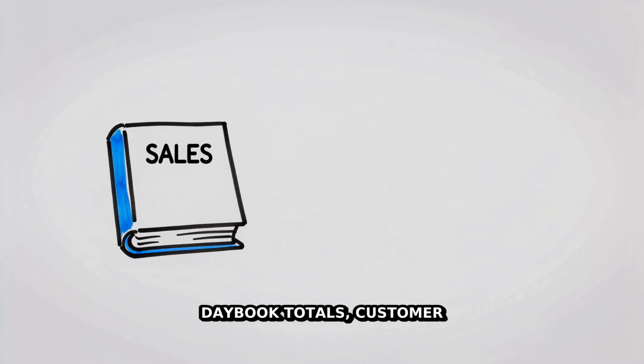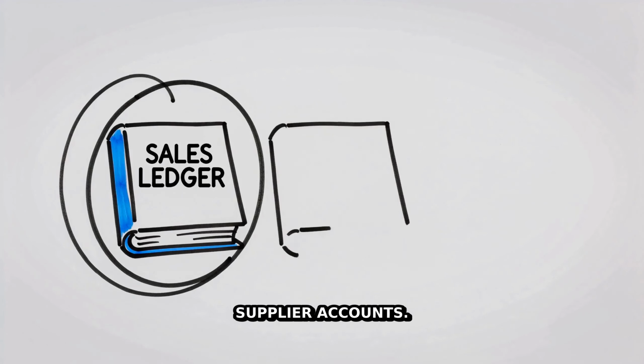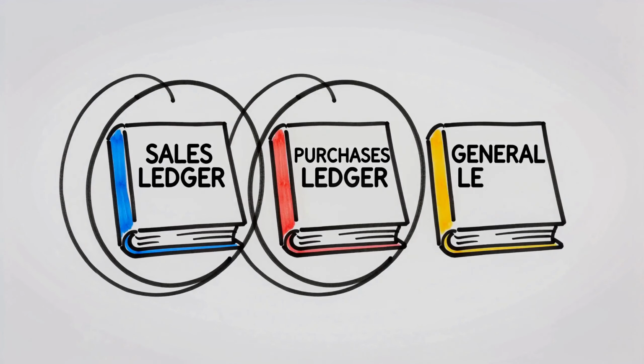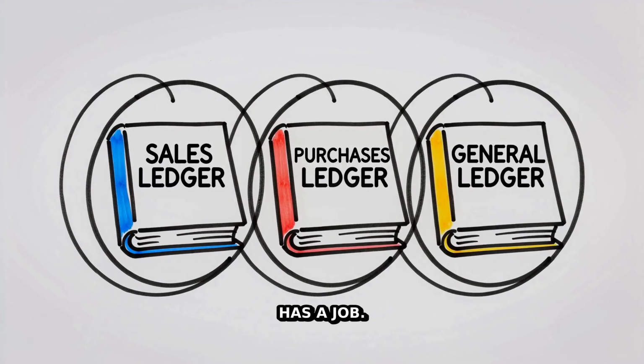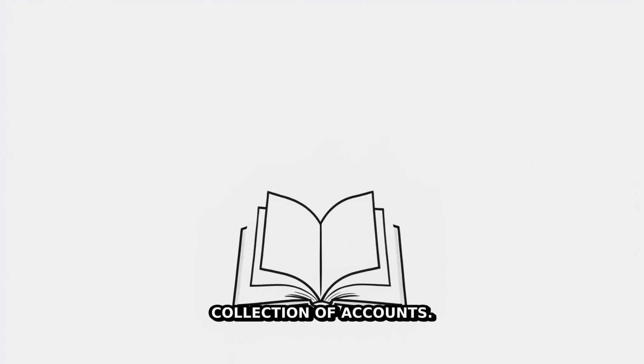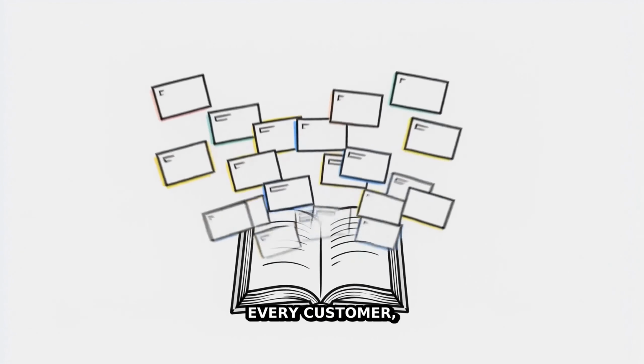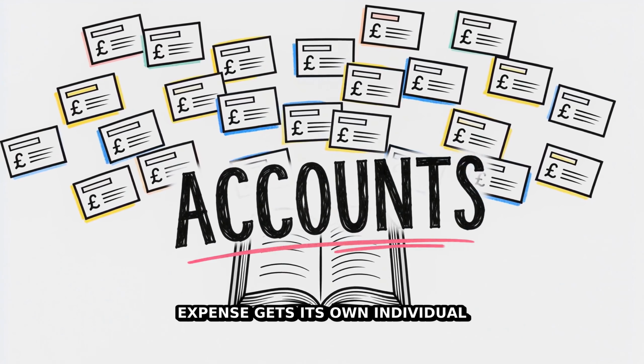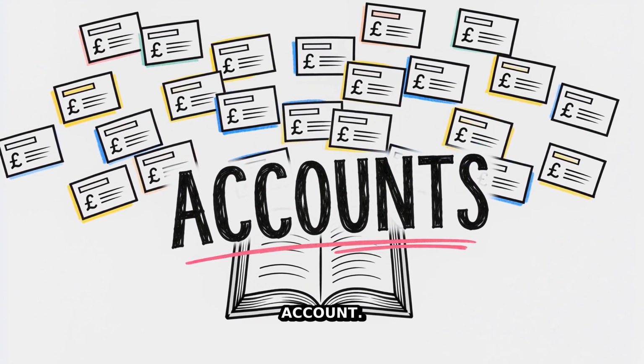Daybook totals, customer accounts, supplier accounts. Where does it all actually live? In the ledgers. Three of them, and each has a job. A ledger is simply a collection of accounts. Every customer, every supplier, every type of income and expense gets its own individual account.